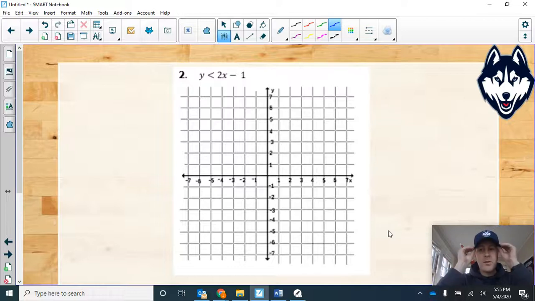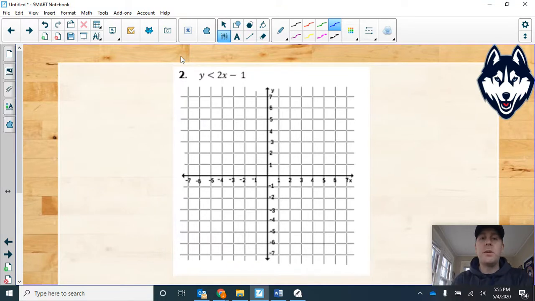Hey there, Mr. Russell here to talk to you about question number 2 from the review yesterday. So we are graphing an inequality, y is less than 2x minus 1. All right, it's in that format of slope-intercept form. So we're going to graph it like we did in chapter 5 with slope-intercept form.